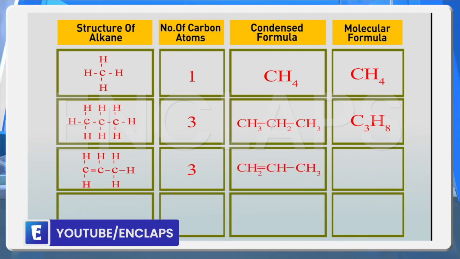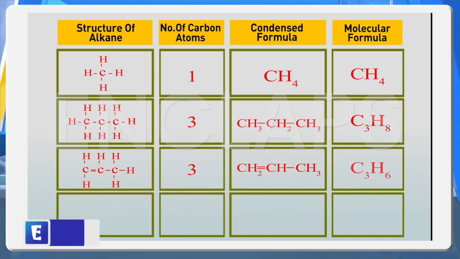First carbon atom, there are 2 hydrogen atoms. So CH2. Then in between there is a double bond. So CH2 double bond. Next carbon atom C, and there is only one hydrogen in that carbon atom, so CH. Then the third carbon atom, there is a single bond between the last two carbon atoms, so put single bond. Then next carbon atom C, and there are 3 hydrogen atoms in that carbon atom, so CH3. That means the condensed formula is CH2 double bond CH single bond CH3.